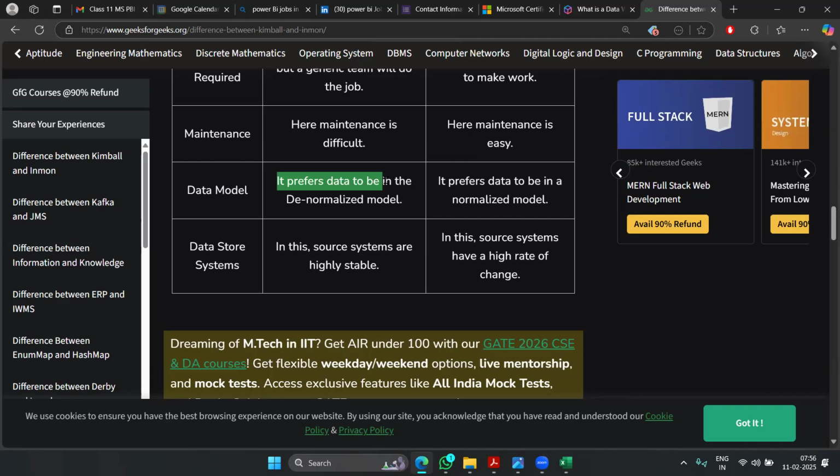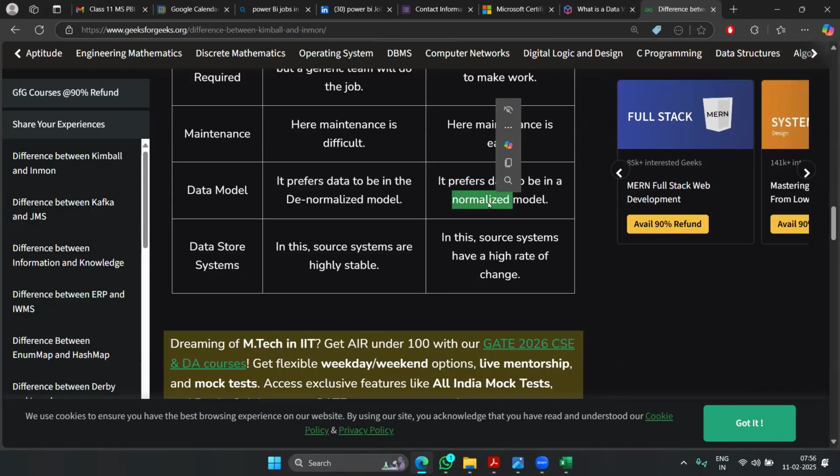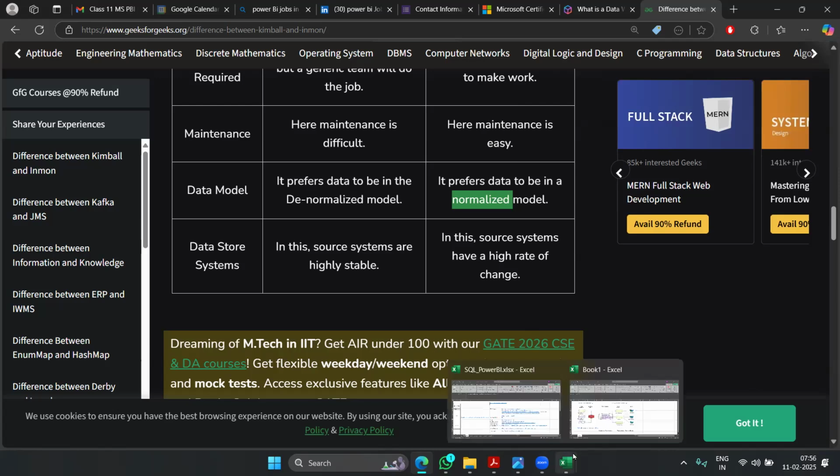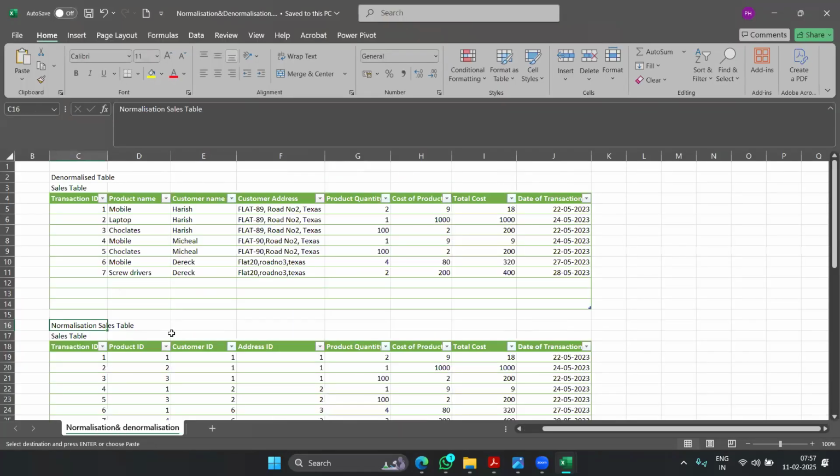It prefers data to be denormalized. It prefers data to be normalized. Now, what does it mean by denormalized and normalized? Has anyone heard about these words? Okay, so I created a small table to explain this scenario. Let me open that one. Right? Are you seeing this table?